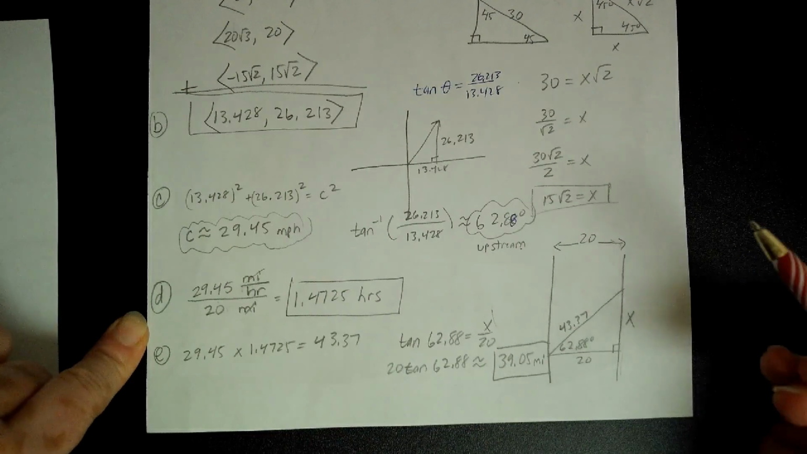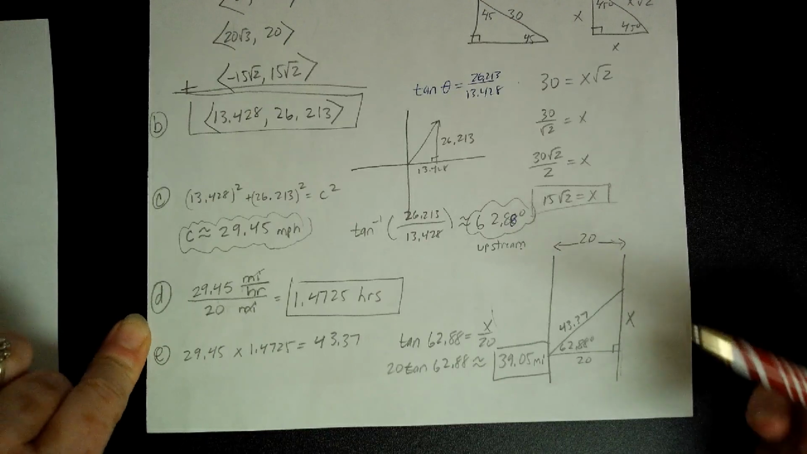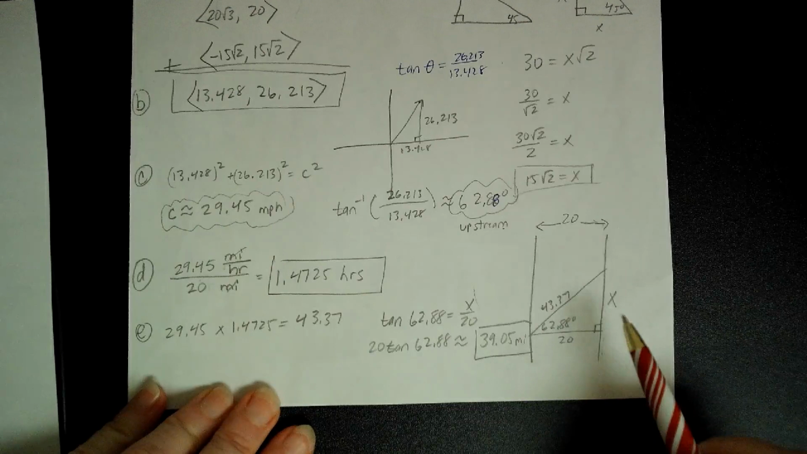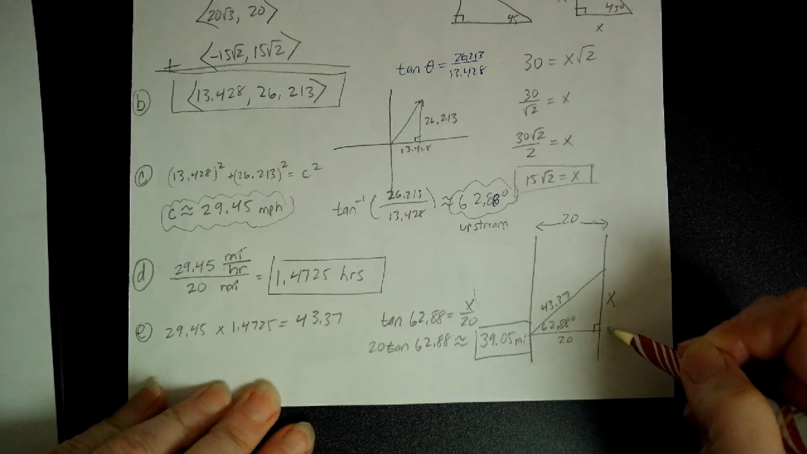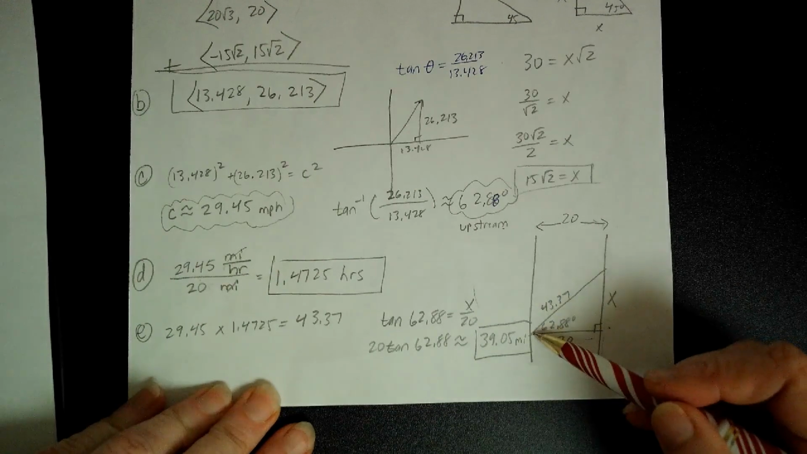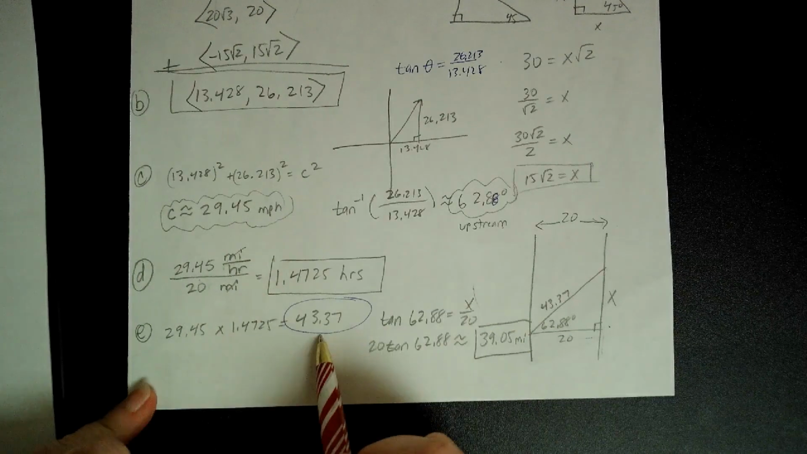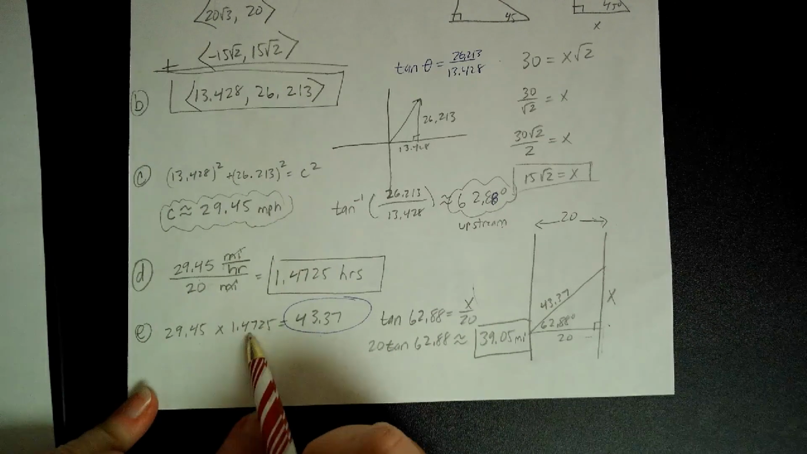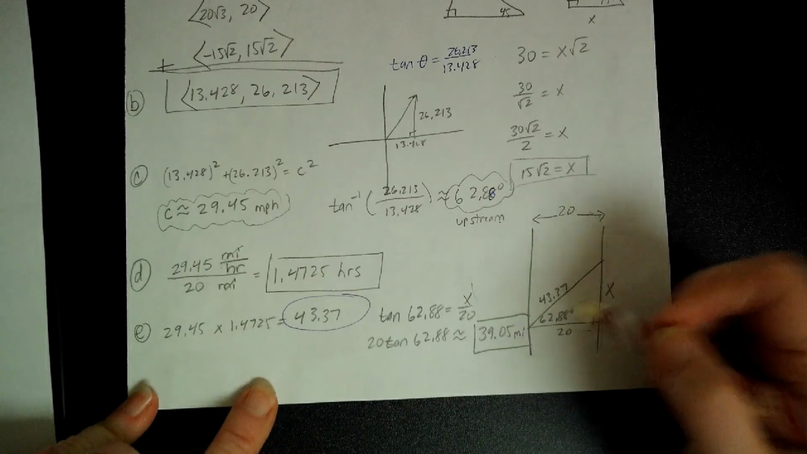Letter E says, how far north from its starting point will the sailboat exit the channel? Yeah, that's what this is. So how far north? So this will be the how far north part. So I said, well, I know this is 20 across here, and I know this, I got this by 29.45 miles per hour times 1.4725 hours. I know that's how far the boat is going to go, so that's got to be the hypotenuse.